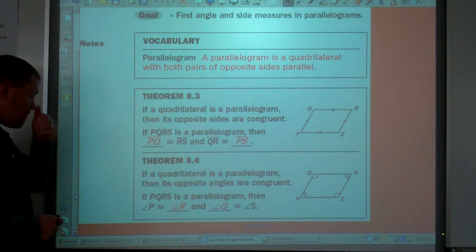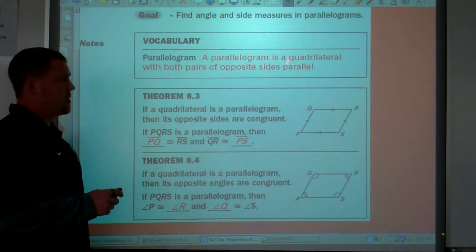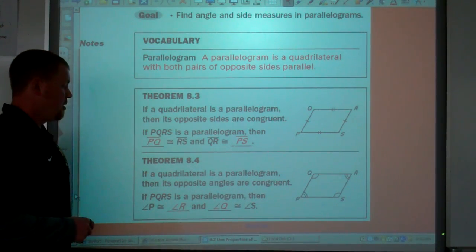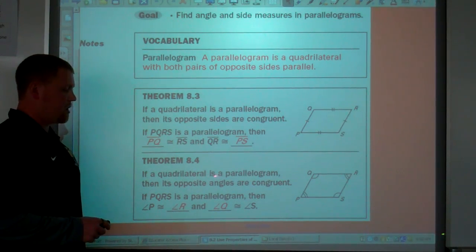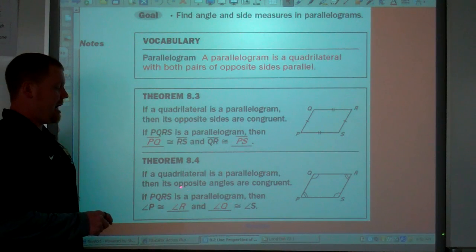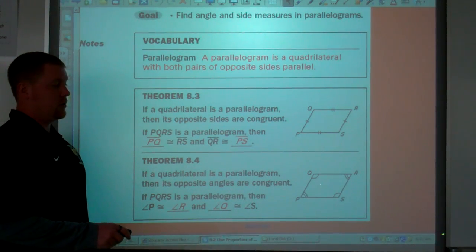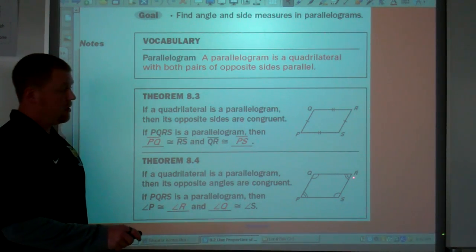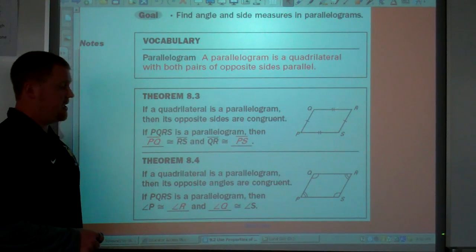Alright? Also, another thing: if a quadrilateral is a parallelogram, what happens? Its opposite angles are congruent. So angle Q is congruent to angle S. Angle R is congruent to angle P.